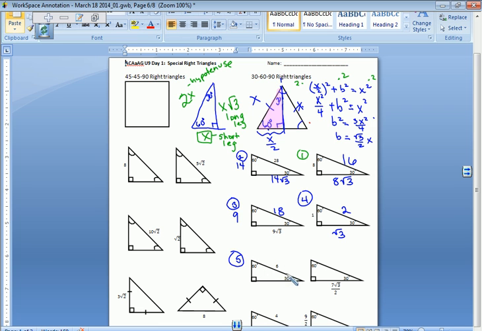Number 5. The hypotenuse is 6. So where do I go first? What does that tell me? Short leg's 3. The short leg is 3. And then the long leg would be 3 roots of 3. Very good. Okay, number 6. Which one did they give us? The long leg. So first place we always want to go is the short leg. It's just 7 over 2, 7 halves. And when we take 7 halves and double it, what happens to those 2's?